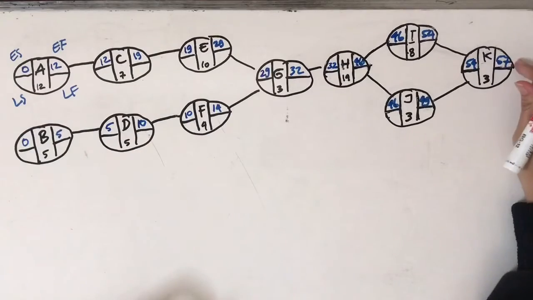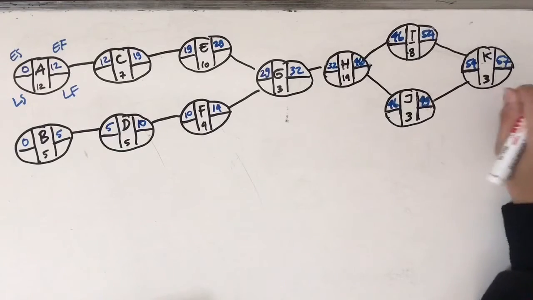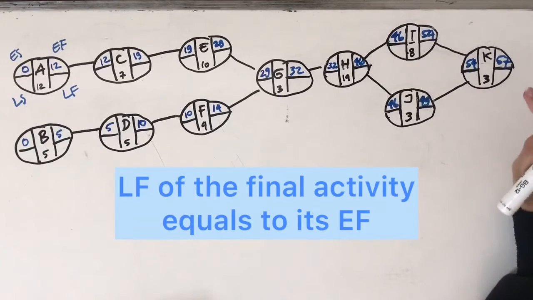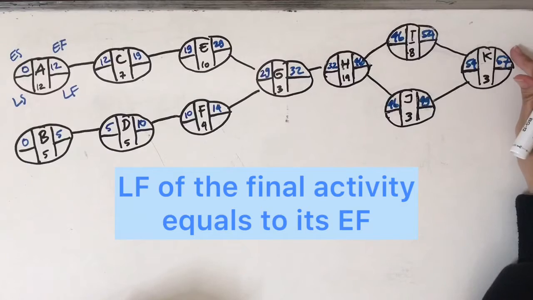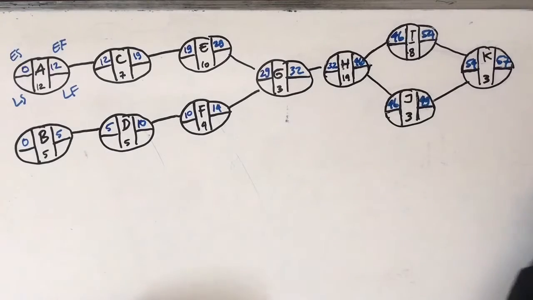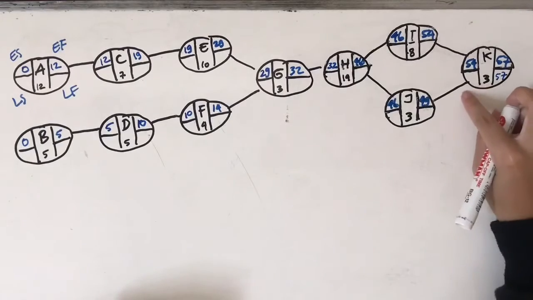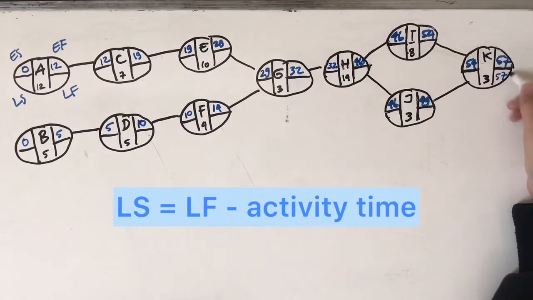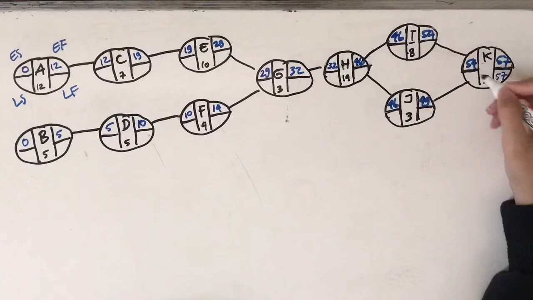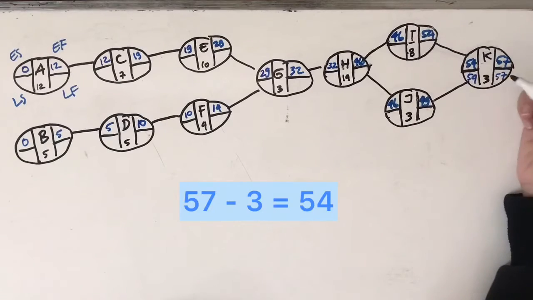Since it is the final activity, its latest finish equals its earliest finish. So its latest finish is also 57. And then for the latest start, we have to reduce the latest finish with the activity time.